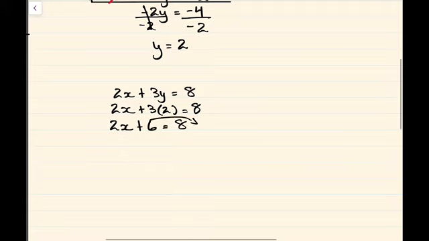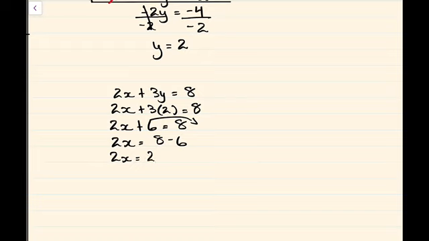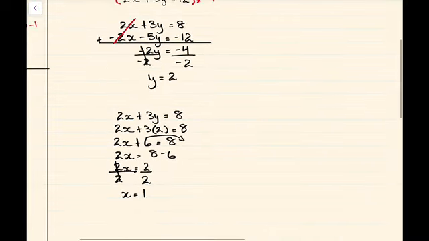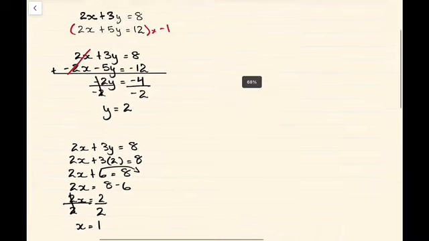Let's take the 6 over. 2x is equal to 8 minus 6. So 2x is equal to 2. And to get x by itself, we divide by 2 on both sides. So x is equal to 1. And that's how we solve that question.